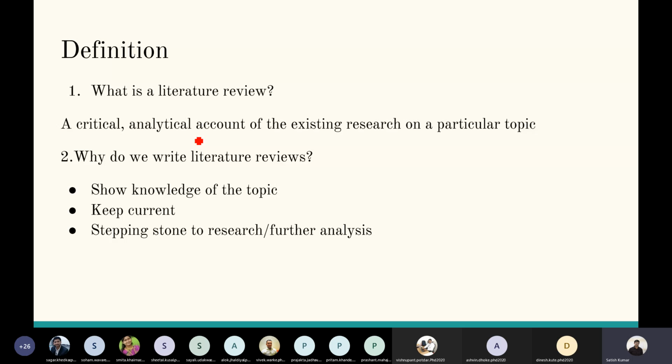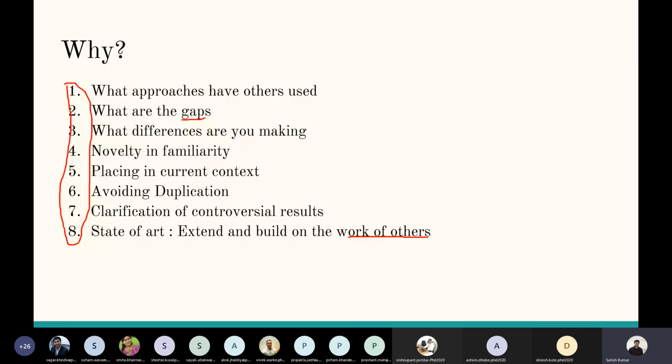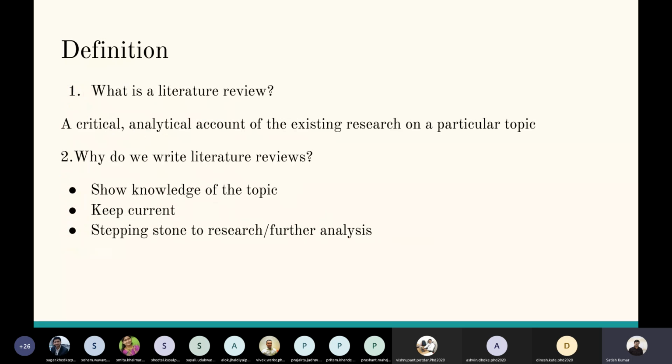So majorly we have seen why we have to do a literature review here, right? So here, why do you write a literature review? There is a difference between both whys. So, to show the knowledge of a topic, right? To keep your understanding current to the context, as well as it is like a stepping stone to the research or further analysis that you will be doing.